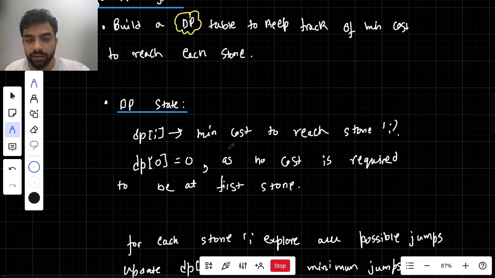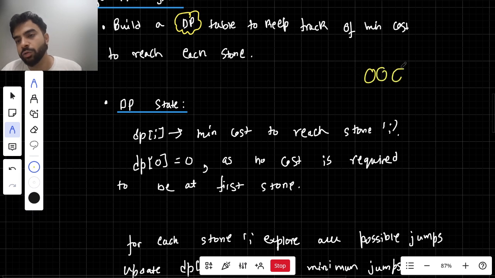So what is DP of I? DP of I signifies, at a particular instant, say for example, these are my stones.